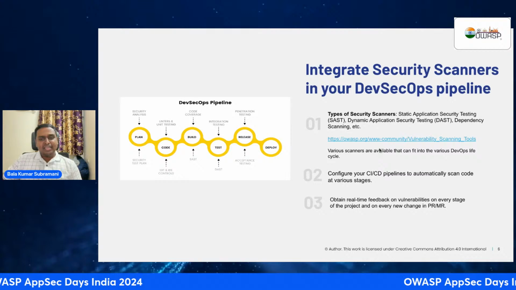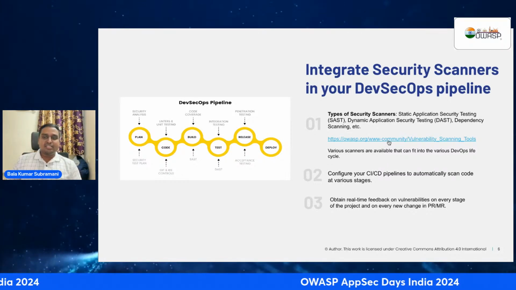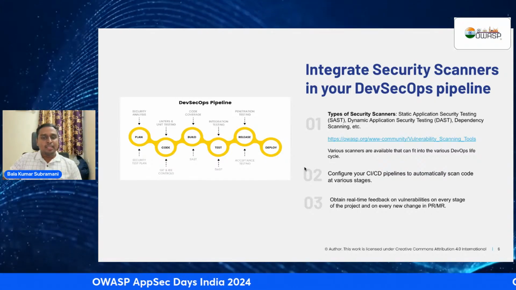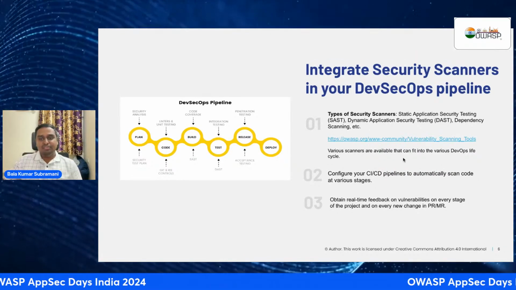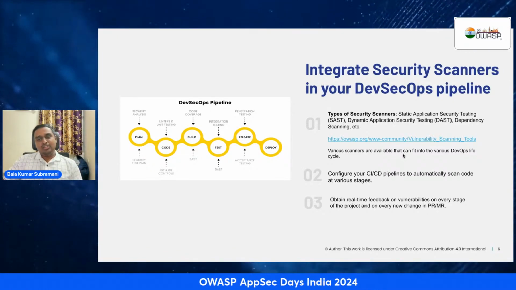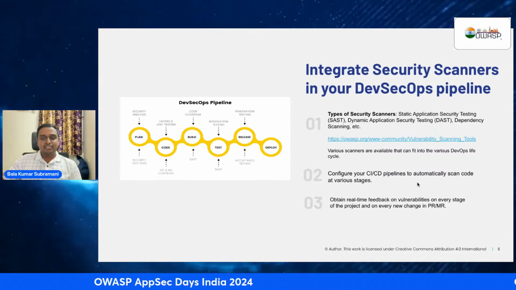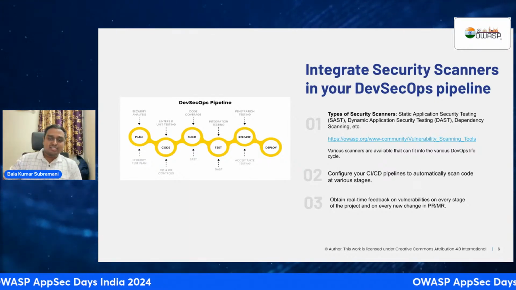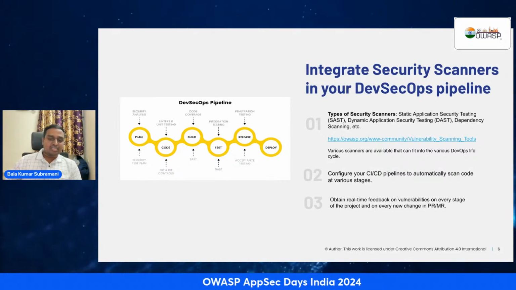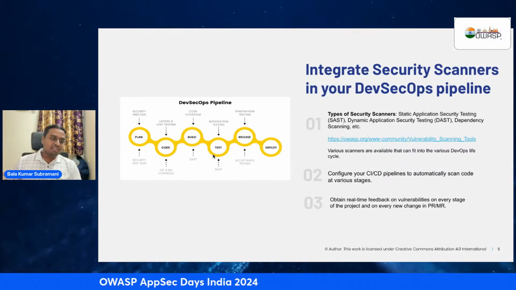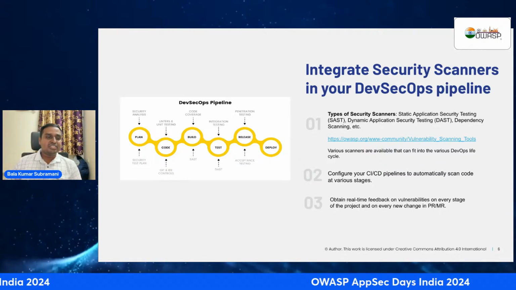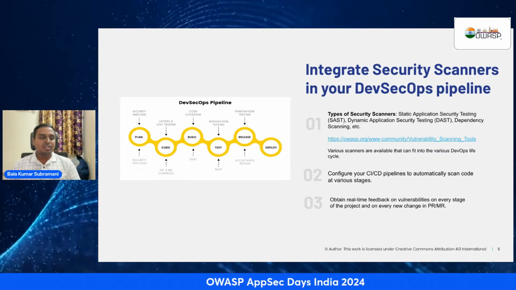So OWASP has a good list of scanners that are available to do this job at various life cycle stages. The link is there. We can figure out the best scanners there. And once we configure these CI/CD pipelines with the scanners, we get feedback of the vulnerabilities at each and every stage, instead of waiting on the last stage before the release to know about the vulnerabilities for the new change that is going in a merge request or in a pull request.